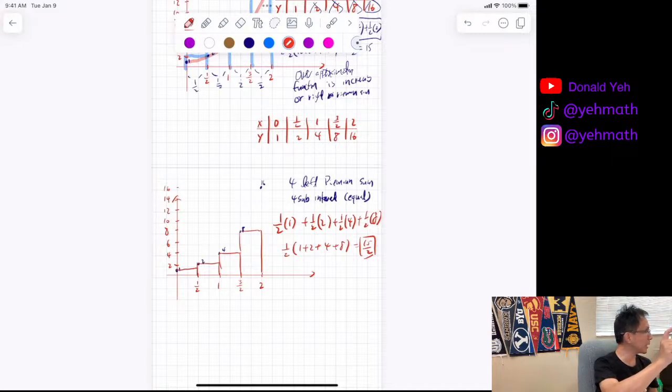Okay, there are 2 other things: the midpoint rule and the trapezoid rule. I'll make a video on them, but they are not hard.